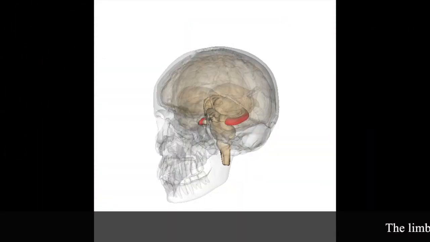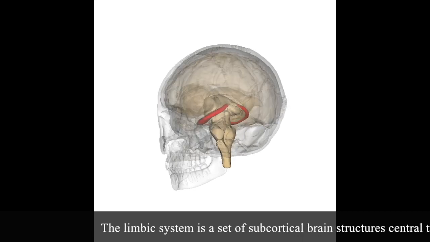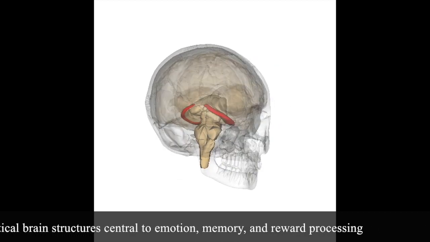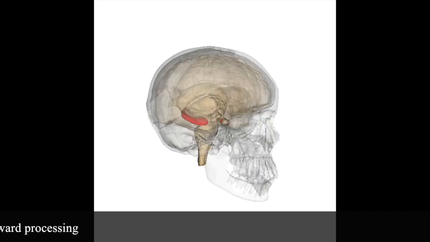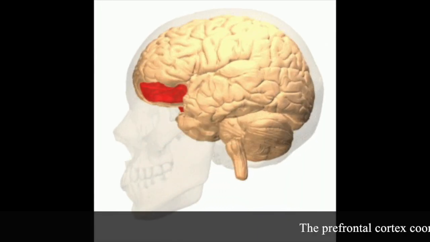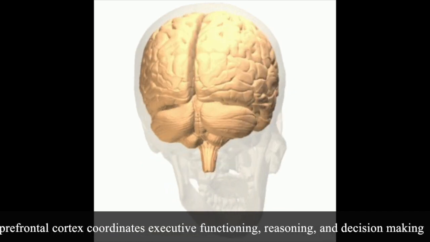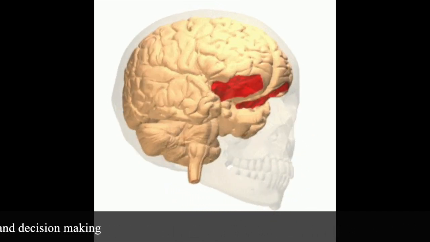During early adolescence, there is significant development in the limbic system, which is a set of subcortical brain structures central to emotion, memory, and reward processing. There is also later development of the prefrontal cortex, which is concerned with reasoning, decision-making, and executive functioning.